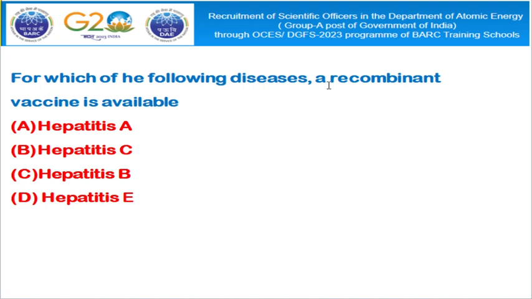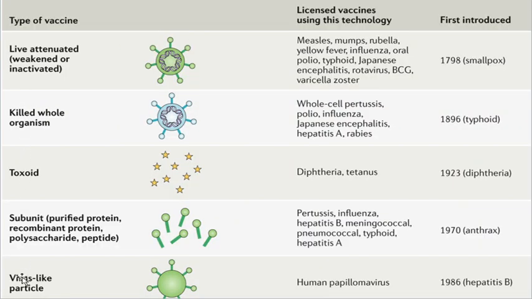Next, for which of the following diseases is a recombinant vaccine available? Currently the recombinant vaccine is available for hepatitis B. These are the types of vaccine and the diseases for which they are employed. Live attenuated vaccine is employed for measles, mumps, rubella, yellow fever, oral polio, typhoid, rotavirus, BCG and varicella zoster. Killed organisms are employed for pertussis, hepatitis A, rabies and so on. For Japanese encephalitis, both live attenuated and killed organisms are employed.